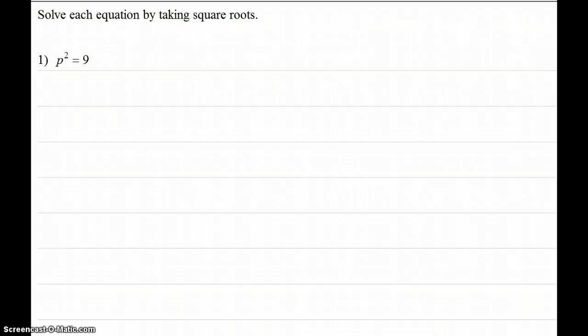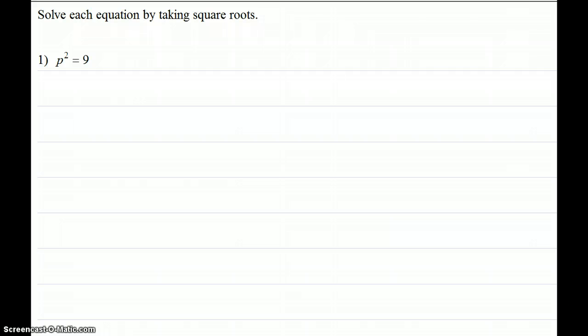Today we're going to learn how to solve what are called quadratics. A quadratic equation is an equation in the x squared format, or a p squared, t squared, anything with a squared equal to a number. That's what we're going to learn how to solve today.